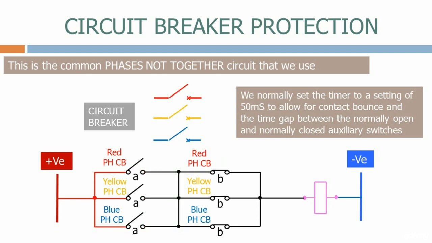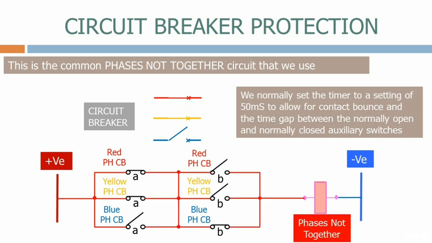Let's now simulate something going wrong and not close the blue phase circuit breaker. As we can see, we now have a path onto the Phases Not Together timer. It operates, indicating that something's gone wrong.